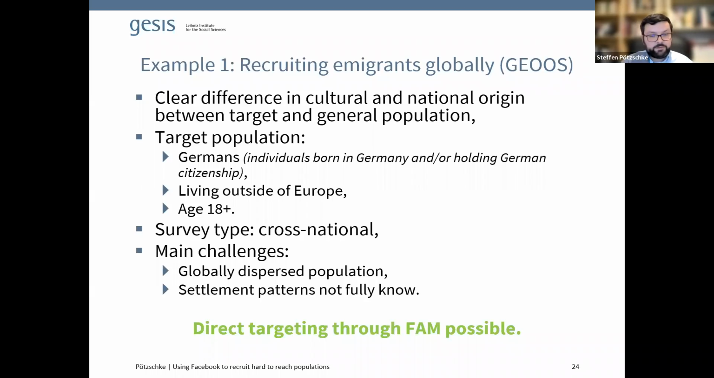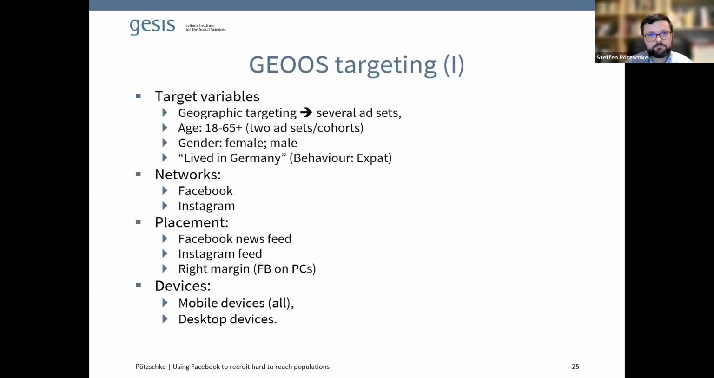So the good thing here is that FAM actually offers us all the variables we need to very specifically target those people we are interested in. Which are those variables? And I'm not going to go into detail here. I'm not going to read out all of them.